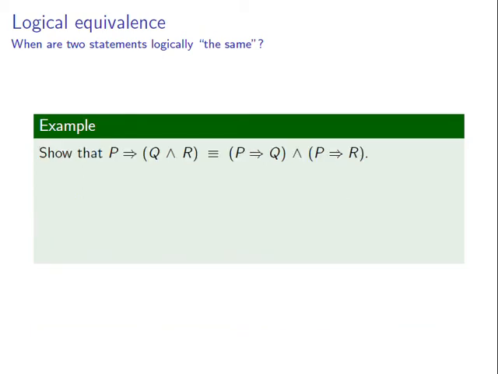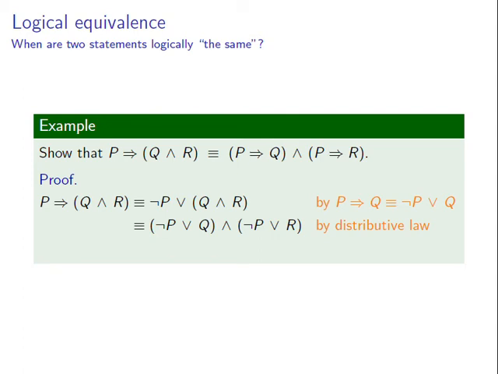In this next example, we show that P implies both Q and R is equivalent to P implies Q and P implies R. We can write the conditional P implies both Q and R as the disjunction either not P or both Q and R. By the distributive law, this is equivalent to either not P or Q and either not P or R. Either not P or Q is equivalent to P implies Q, and either not P or R is equivalent to P implies R. This proves the equivalence.